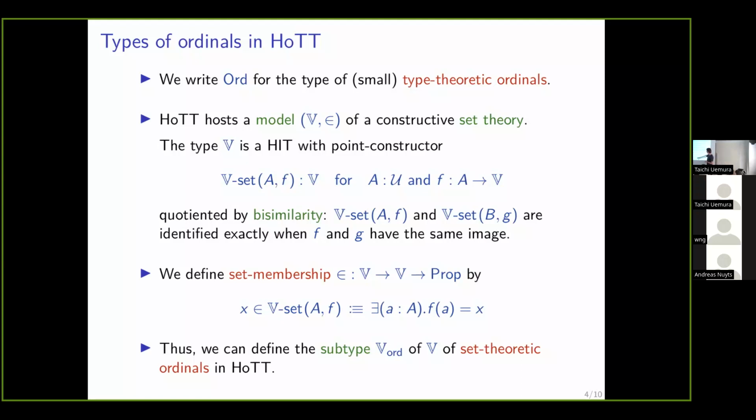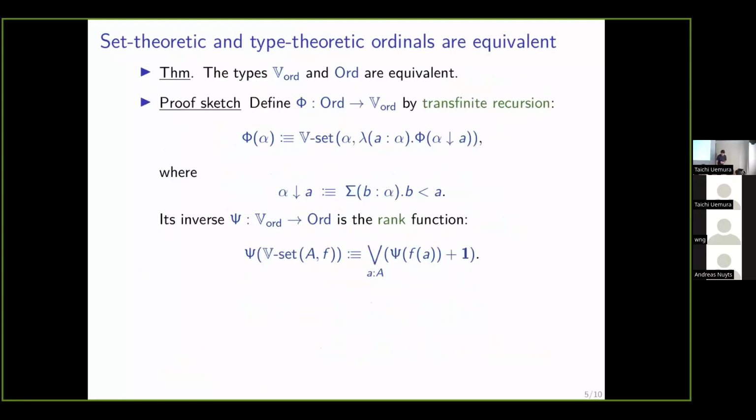And now we have V_ord, and we have Ord. So it's a type of type theoretic ordinals, and we have a type of set theoretic ordinals. And of course, the fun is that these things are equivalent. So let's see how they are equivalent. So you define maps back and forth, of course.